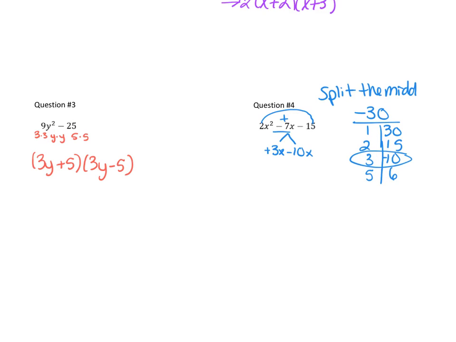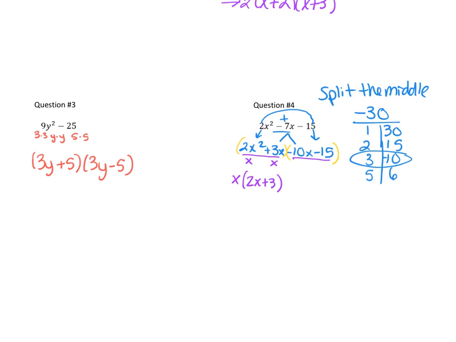to solve this. So once I split my middle, I'm going to bring down the first term and then bring down the last term. And now I have 4 terms, so I can factor by grouping. So I'm going to group. Once I group it, I'm going to take the GCF from each group. So if I look at this first pair, my GCF is going to be just an x. So I'm going to take an x out, and I'll be left with 2x plus 3.